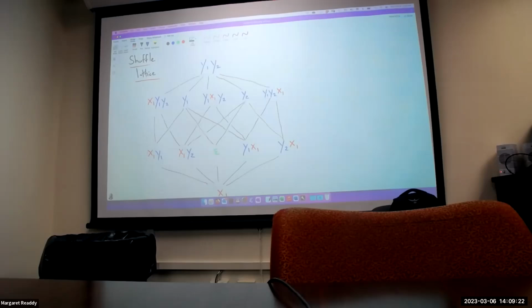And here, if I insert the Y2, it has to come up after the Y1, right? So I want to maintain the relative order of the Y letters. This is kind of the key idea. But relative to each other, the X's and Y's can be shuffled together however you want. So that's where the name shuffle lattice is from.